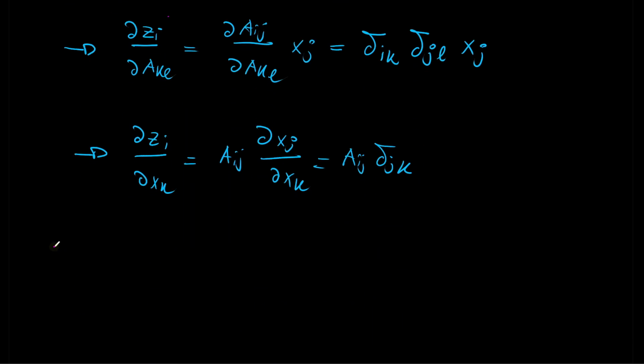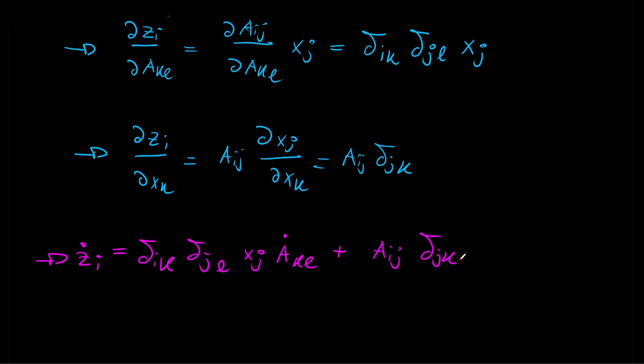Okay, with these derivatives down, we can then assemble again the expression for the push forward. So let me write that down. As a consequence, we will get the tangent on z_i is given as, well, this expression, delta_ik, delta_jl, x_j times the tangent, which was a tangent A_kl, plus the other expression, which will be A_ij, delta_jk, and then multiplied with the tangent, which was x_k, so tangent x_k.